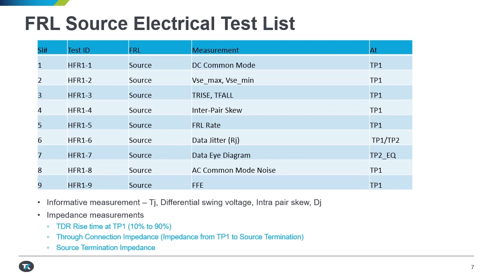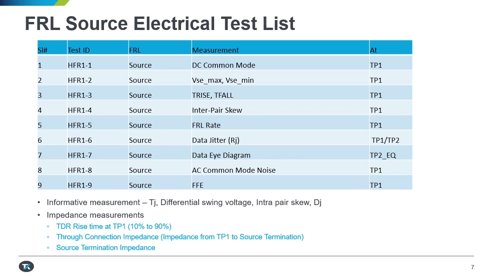FRL rate. This test measures the frequency or data rate accuracy to the nominal FRL rates at TP1. Data jitter. This test evaluates the random jitter, like RJ peak-to-peak and RJ RMS, of an FRL link with clock pattern transmitted on the targeted lane at TP1.